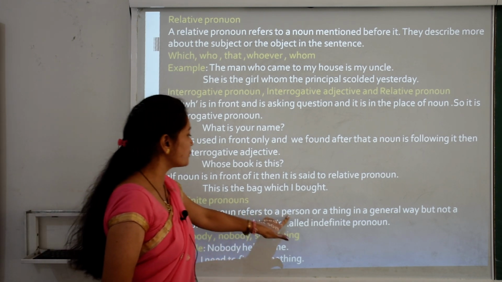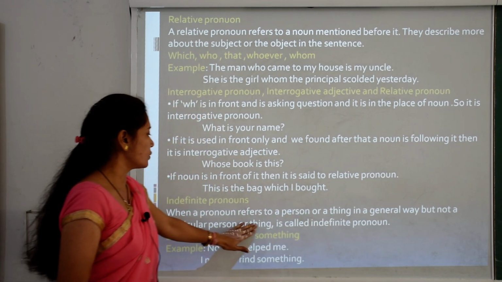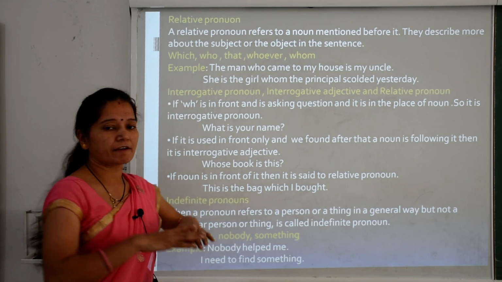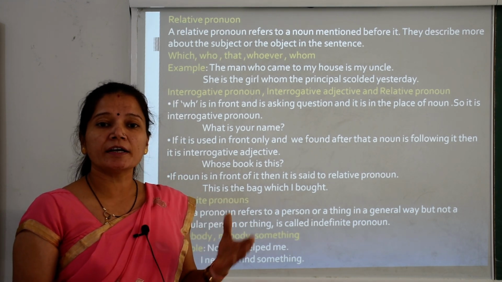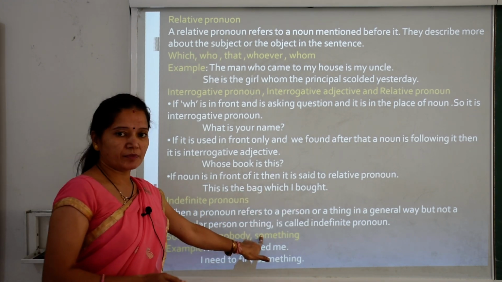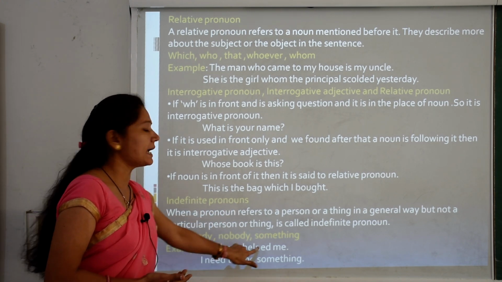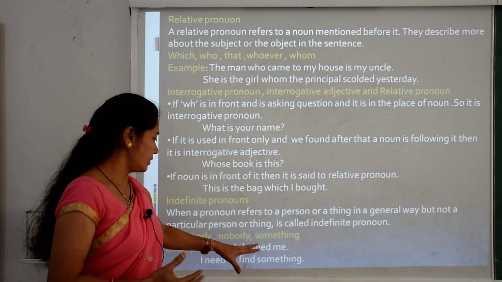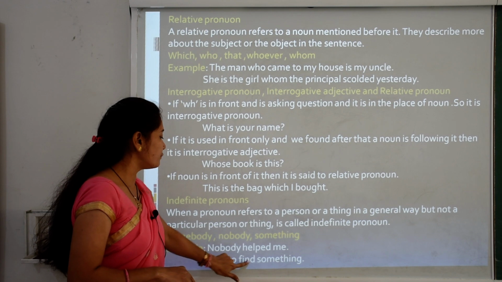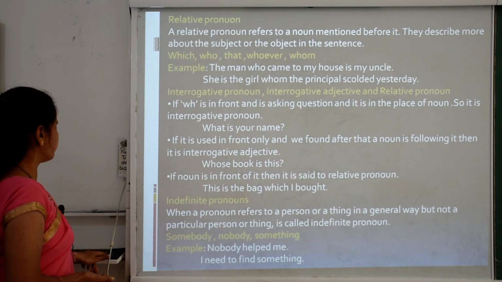When a pronoun refers to a person or a thing in a general way but not a particular person or thing, it is called an indefinite pronoun. So an indefinite pronoun refers in a general way. They are not pointing out a particular person or thing. Somebody, nobody, something. These are examples of indefinite pronouns. Let's see the example: nobody helped me. So here there is no proper subject. Nobody helped me. And I need to find something. So these are your indefinite pronouns.